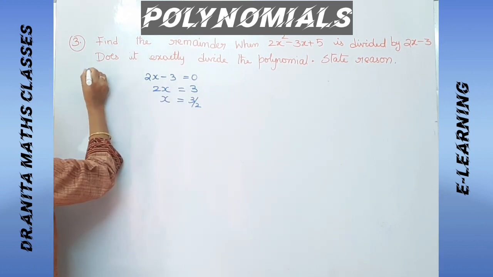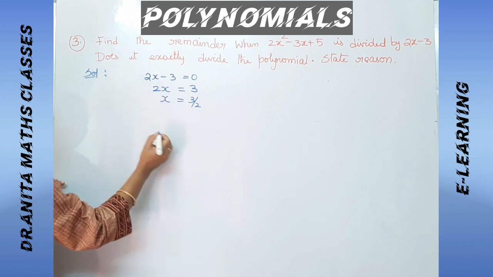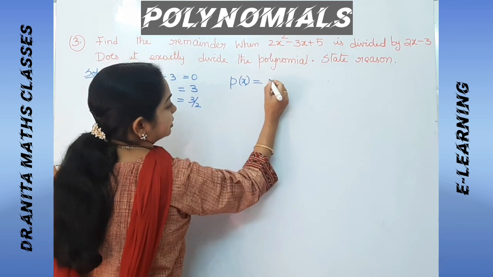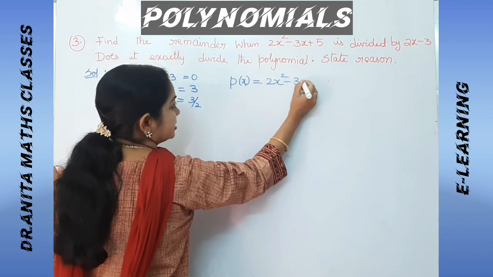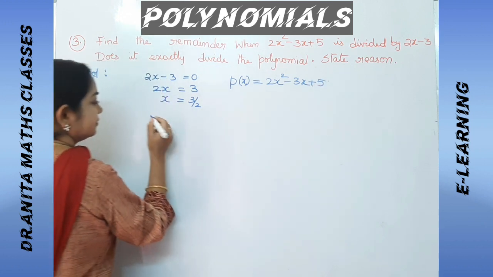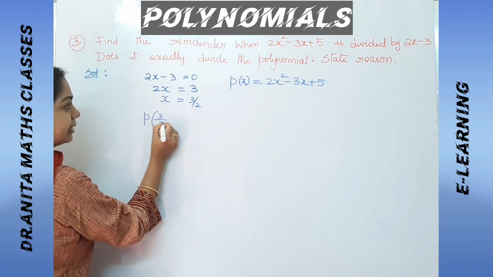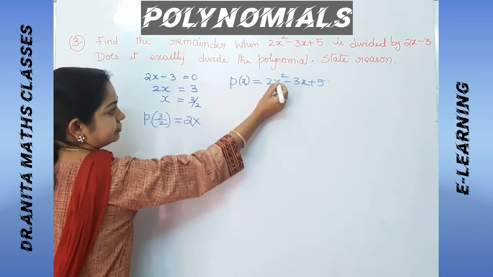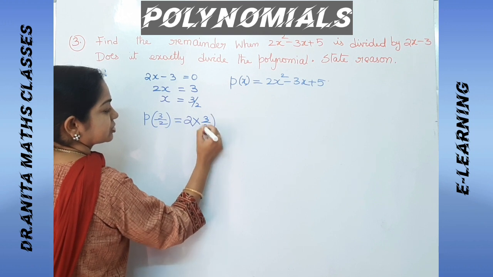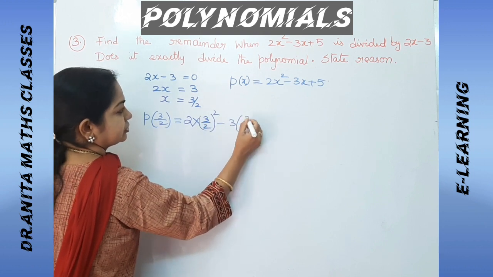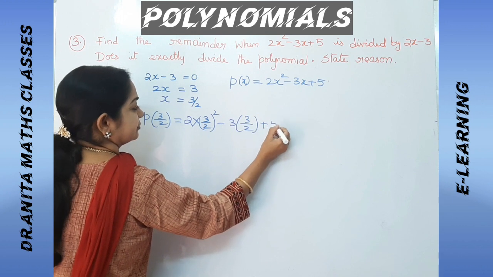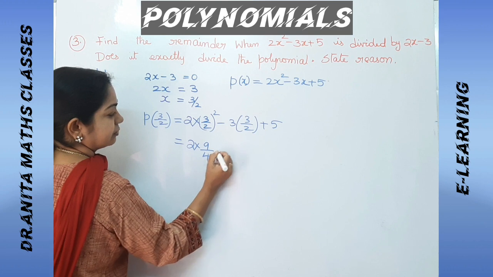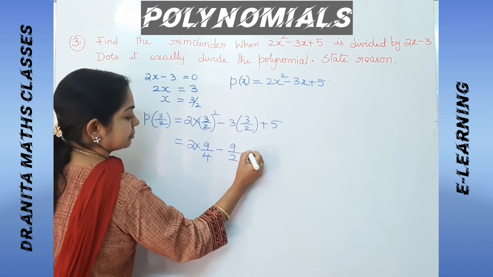We have to substitute in the polynomial. Now what is p of x? p of x is given as this polynomial 2x square minus 3x plus 5. So we will substitute p of 3 by 2 in place of x. Right. 2 into 3 by 2 whole square minus 3 into 3 by 2 plus 5. So that means 2 into 9 by 4 minus 9 by 2 plus 5.